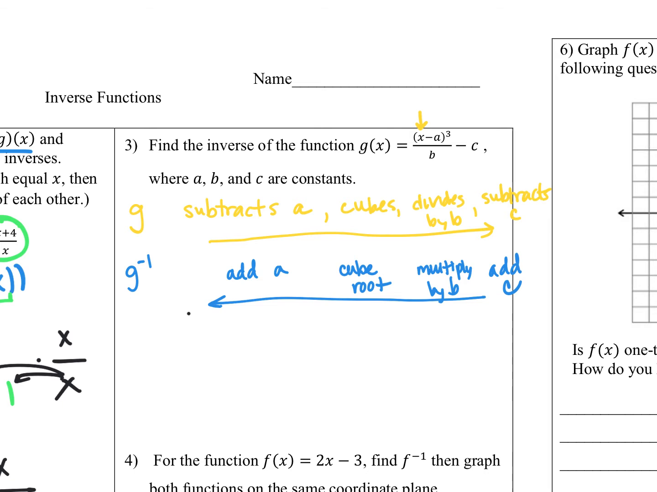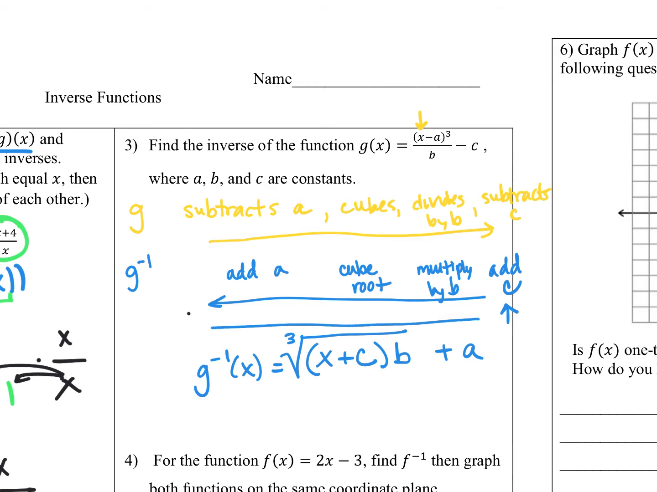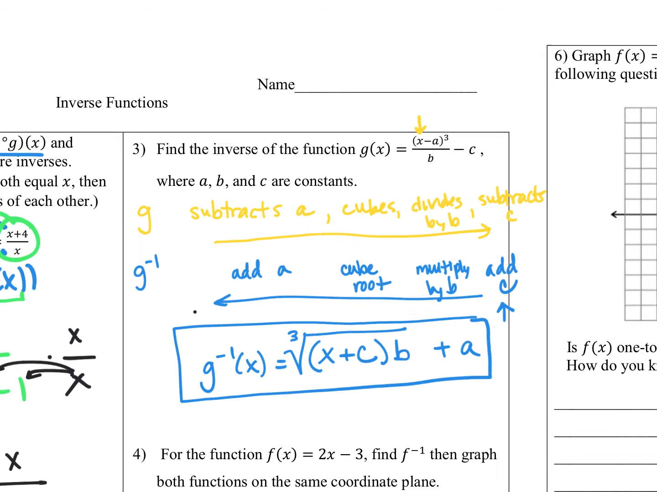So in math notation, we're going to say the g inverse of x is equal to, again, let's see what happens to our input starting from that back end there. We're going to take our input, add c, multiply that whole thing by b, take a cube root, and then we're going to add a. So again, that's in word form. If you want to, you can interchange our x and our y, our input and output, and you'll get the same exact thing, because really you're just undoing all the operations that you would do to solve for a variable in an equation.